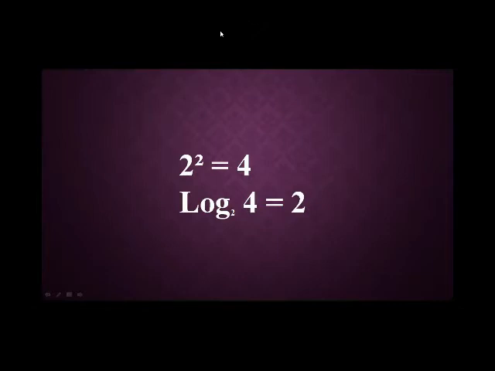You will write log, its base, that is 2. This is the base. Log base 2, then the number that is 4, is equal to the exponent, that is 2. What you have to keep in your mind is that this is the place of the base and this is the place of the exponent. You will write the base here, the exponent here, and this is the place of the number.